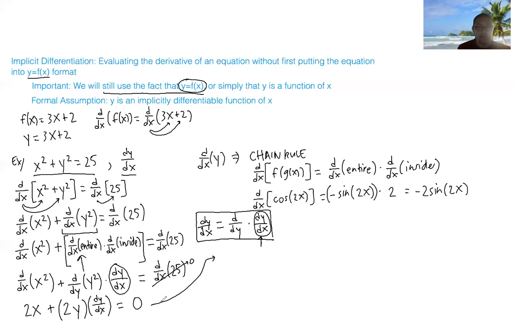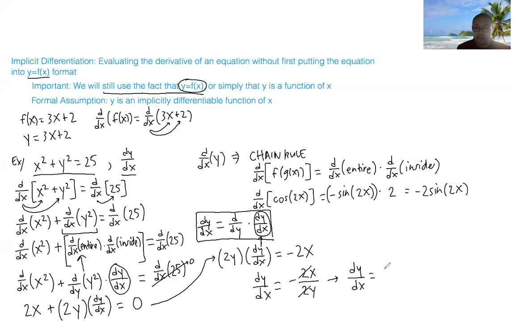And so let's continue this right here. We're going to move 2x to the right-hand side. 2y times dy over dx is equal to negative 2x. We're going to divide each side by 2y to get dy over dx by itself is negative 2x divided by 2y, right? Your 2's cancel out because they're the same on top and bottom. So now you're left with your answer. dy over dx is equal to negative x over y. Okay?